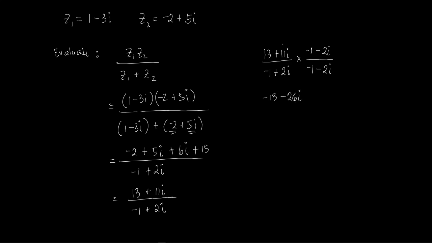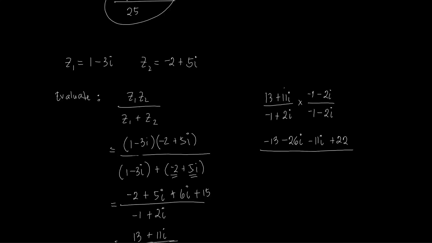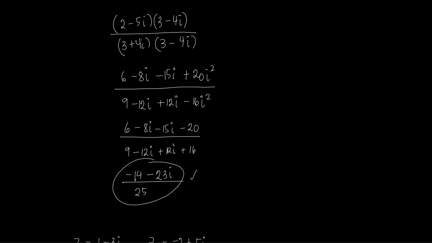Kani siya o kani siya. That is negative 11i. That is negative 22i squared. Then, ang i squared, negative 1 man. So, positive 22. Okay. Ma-observe na to kaganina sa denominator, na-observe ninyo kaganina nga mawala ang imaginary part.